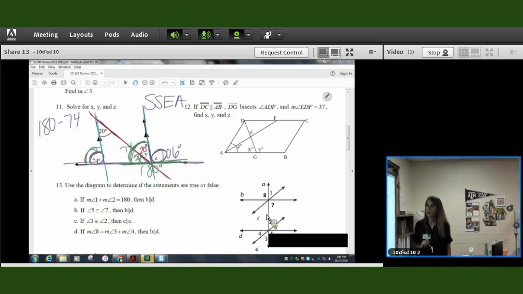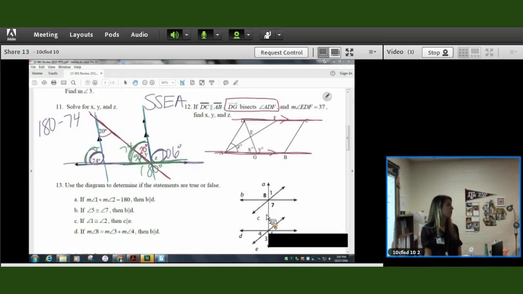Now let's do 12 with some of the same steps. DC is parallel to AB, so everyone marked it, right? You put an arrow on your picture already. Maybe you even bolded those lines or extended them. DG bisects ADF. I saw a lot of students work this problem, and they had not used this at all. They didn't even mark their picture. How do you mark bisect? Oh, you make the two congruent.